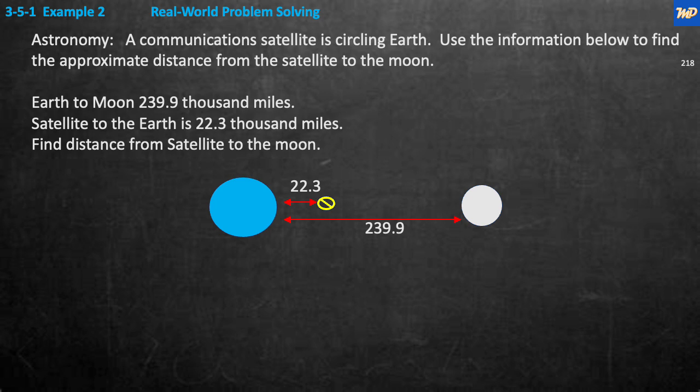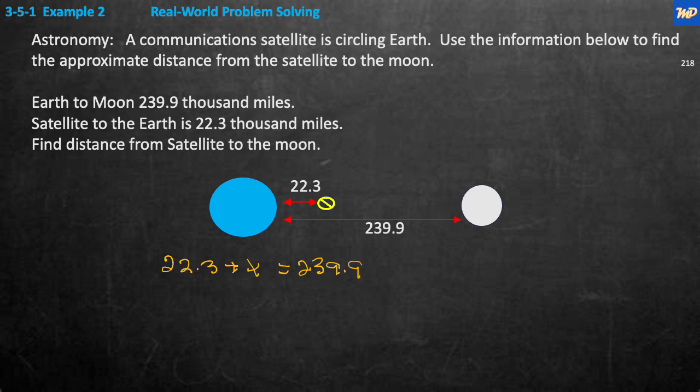So if we say 22.3 plus x, how about we do that? We're going to say 22.3 plus some value x is equal to 239.9. And all we have to do now is solve for x.